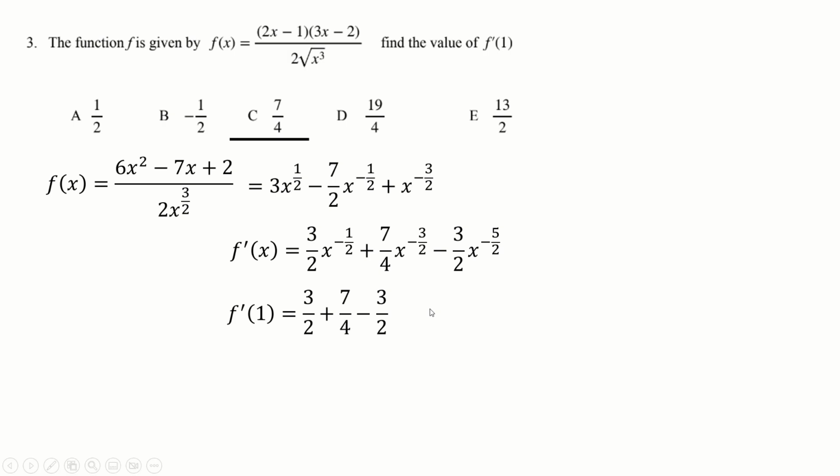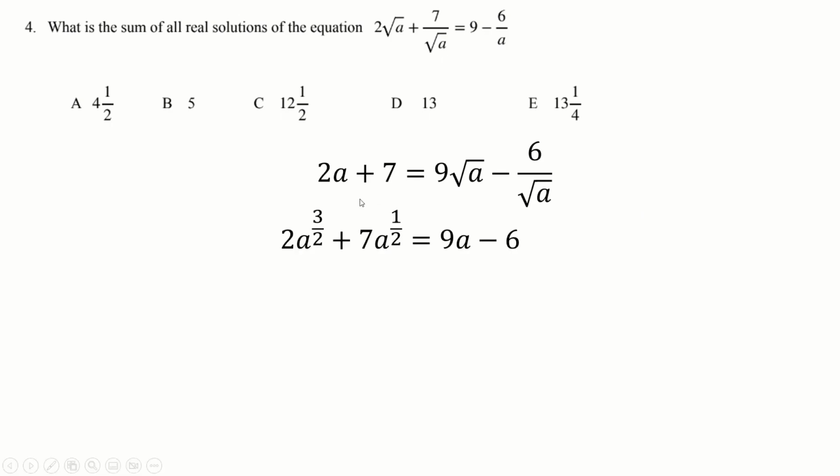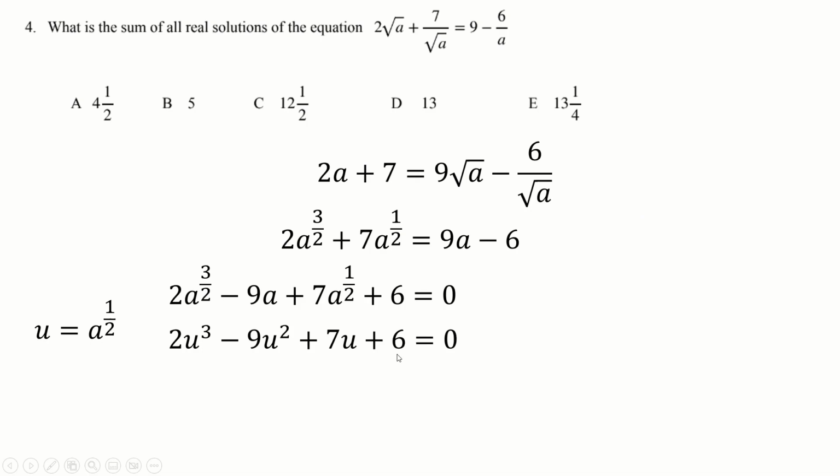So another question that we just don't want to make a mistake on, right? We know how to do it, we just don't want to make a mistake. Times everything by √a here, and you end up with this. And then times it by √a again, and you end up with this. I'm going to rearrange this to look like that. And now if we make a substitution here of like u equals a to the power half, we can turn this into a cubic equation.